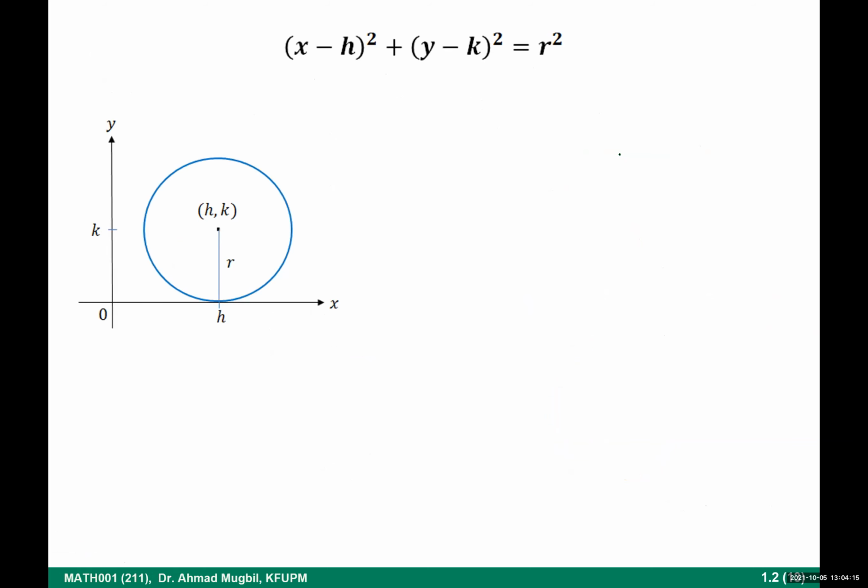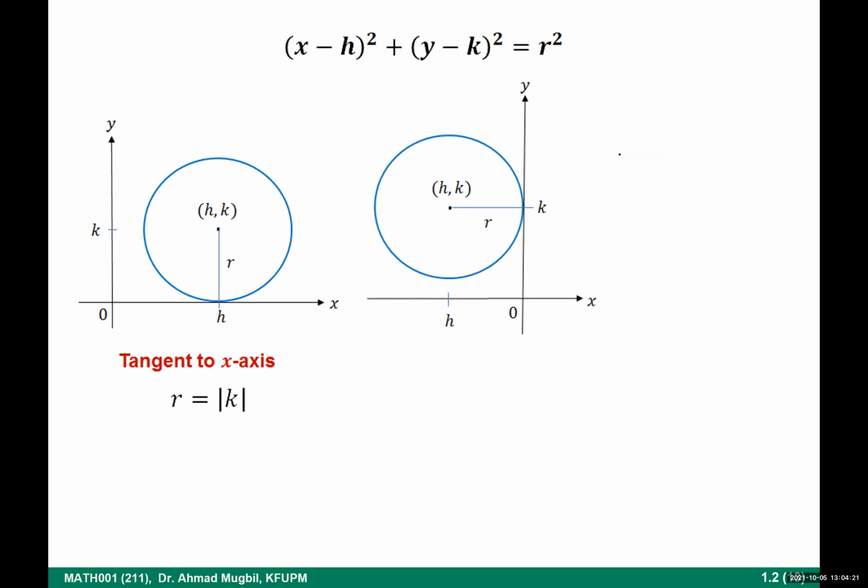When we have a circle tangent to the x-axis, did we explain this in the previous class? If you have a circle that is tangent to the x-axis, then its radius will be equal to the absolute value of the y coordinate of the center. If it is tangent to the y-axis, R will be the absolute value of the x coordinate.